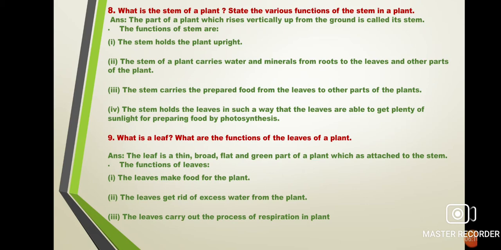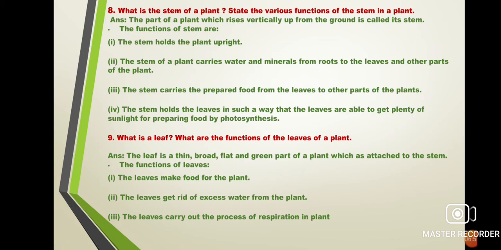Understood? Next, number 2, the stem of a plant carries water and minerals from the root to the leaves and other parts of the plant. Water is required for the process of photosynthesis. So, root absorbs the water and then the water is pulled upwards. It is the stem that transports this water and minerals to the leaves as well as other parts. Number 3, the stem carries the prepared food from the leaves to the other parts of the plant. When the food is being prepared in the leaf, that glucose is carried towards different parts of a plant.